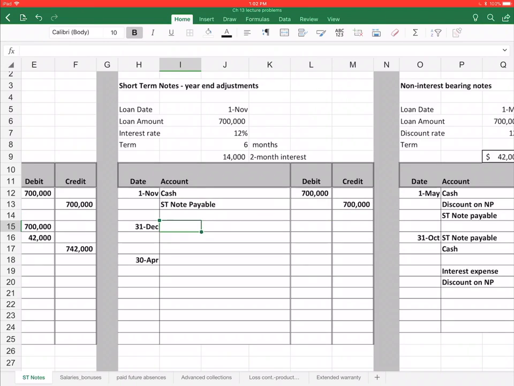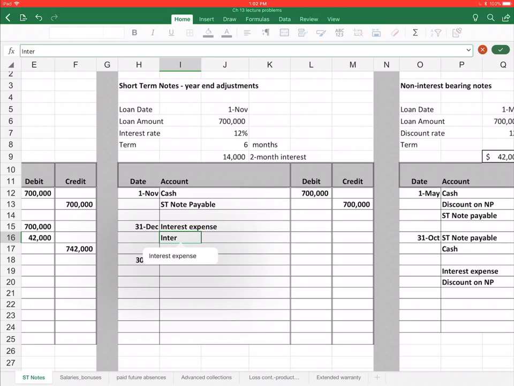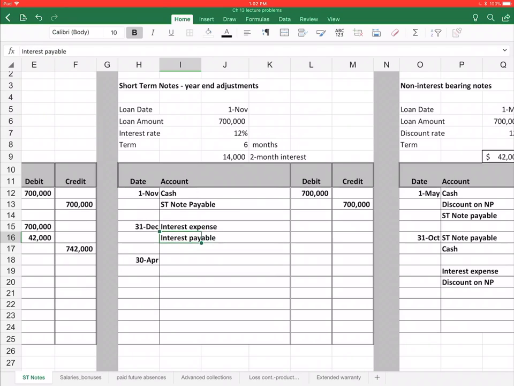Then on December 31st, what we would have to do is account for the amount of interest that we have incurred so far. The first entry we need to make is a very simple one: anytime we incur interest, we debit interest expense. And in this case, because on December 31st we're not actually paying off the amount of interest that we owe, this is an accrual, so we would credit interest payable or accrued interest or something along those lines. I'm not picky in terms of the names that we use, as long as we understand that this is a liability account that's related to interest.